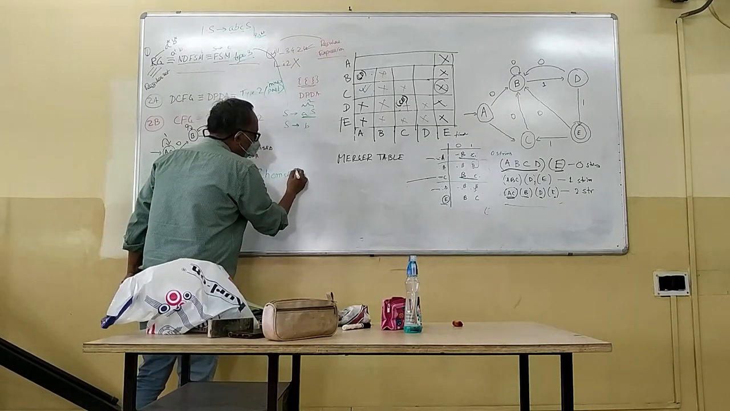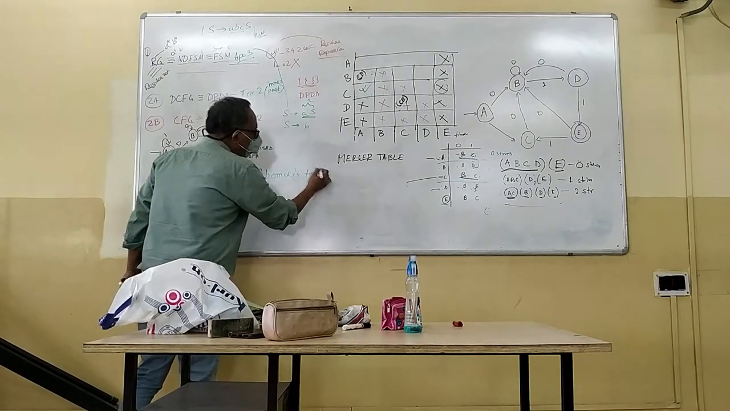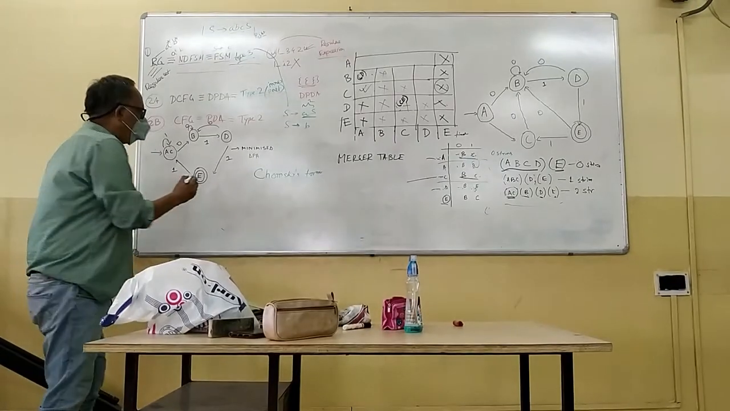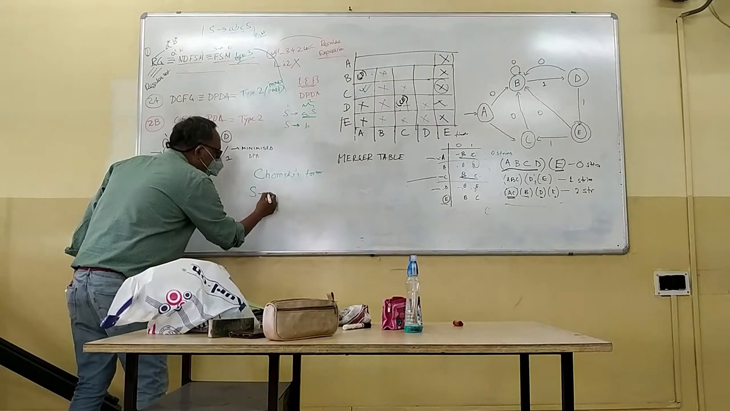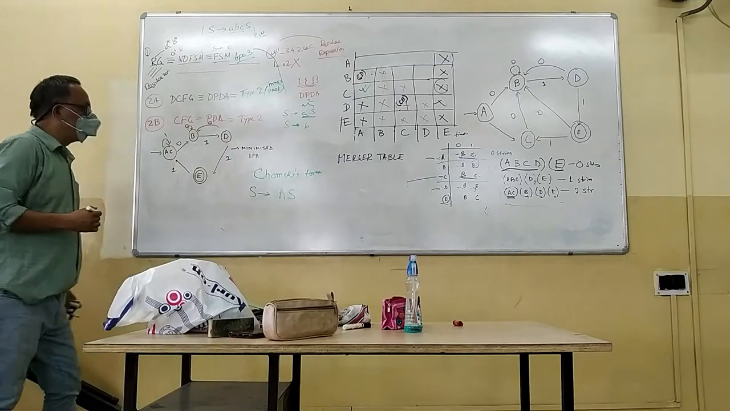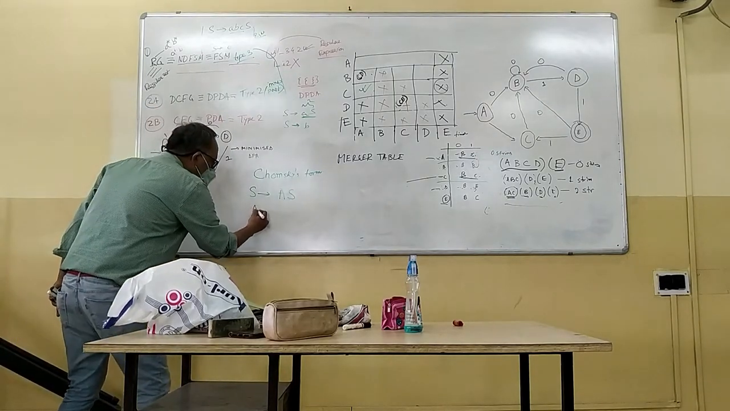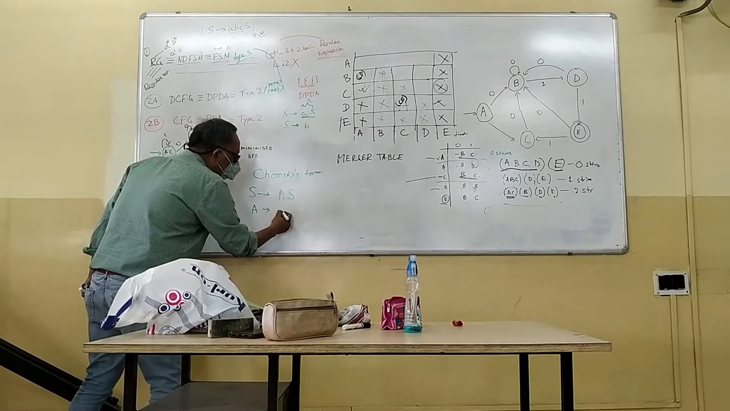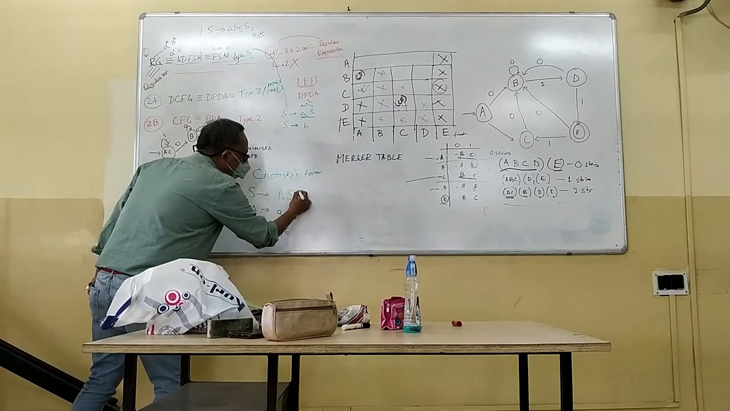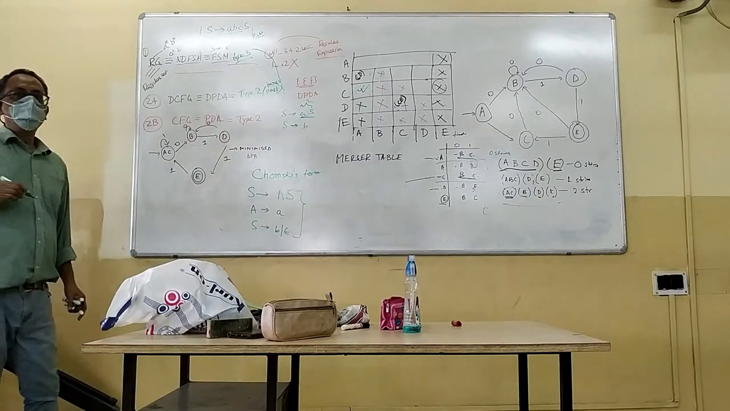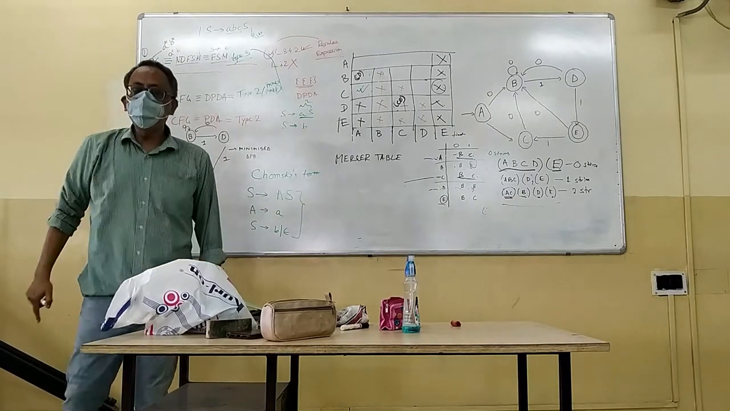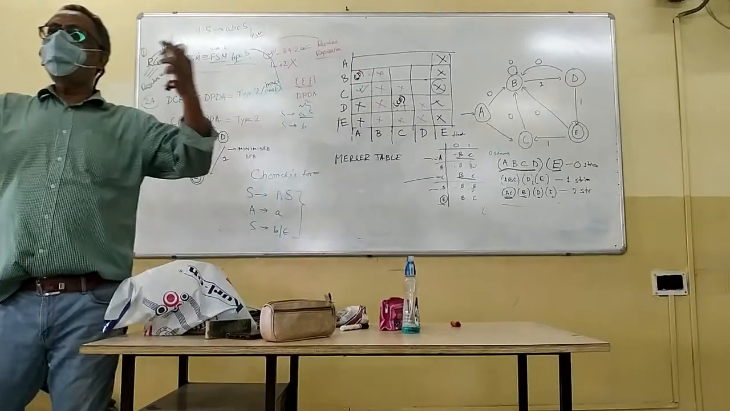Chomsky's form. What Chomsky's form says is that every production in a context free grammar has a left hand side which is a single variable, and the right hand side only two variables, or the right hand side becomes only a terminal. This is Chomsky's normal form. What is Chomsky's normal form? The left hand side is only one variable. It is true for context free grammar and regular grammar.